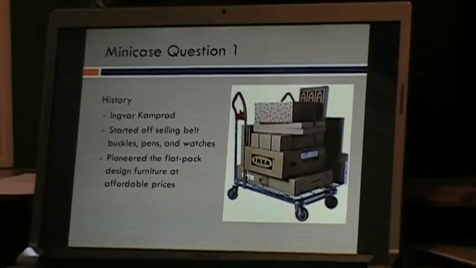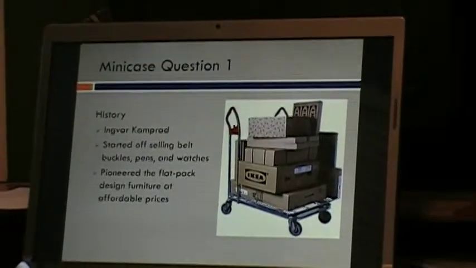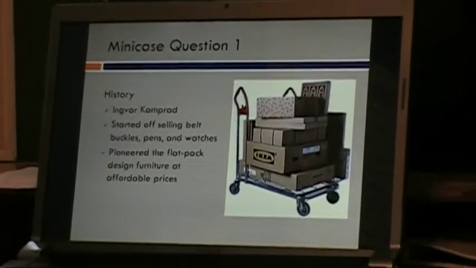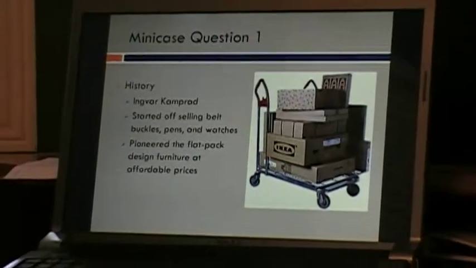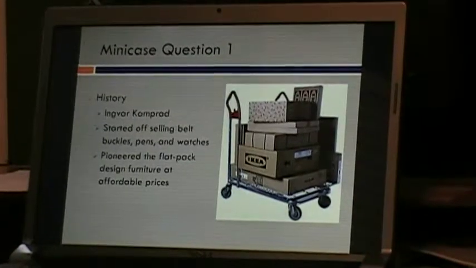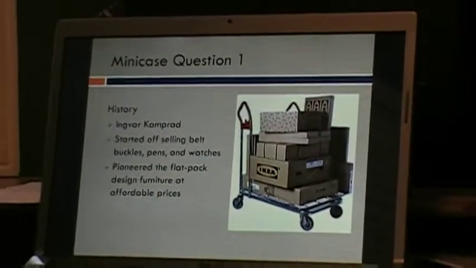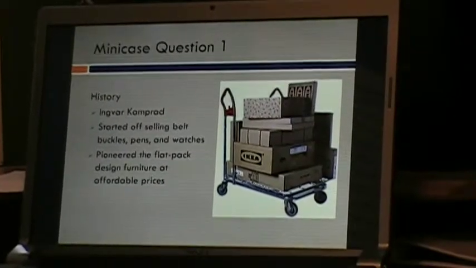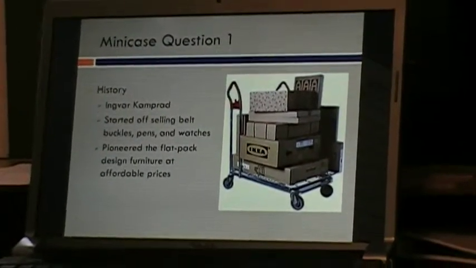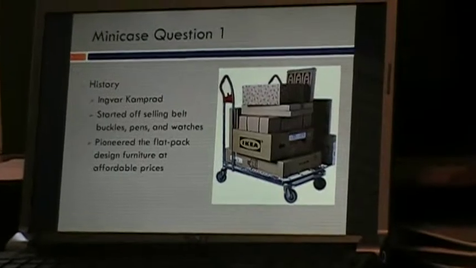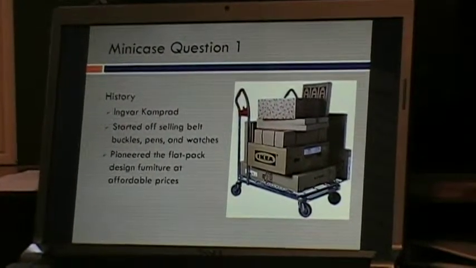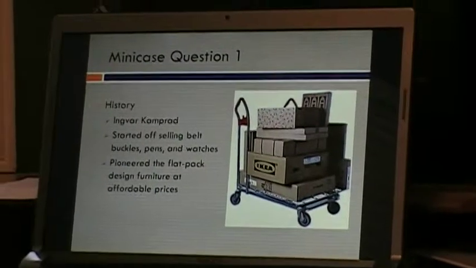The third component to the model is history. The patterns of past behavior, activity, and effectiveness of the organization that may have an effect on current organizational functioning. The history of IKEA is well documented. Founded by one man, Ingvar Kamprad, in a small Swedish village where he was born. Originally selling belt buckles, pens, and watches, Kamprad eventually moved on to selling furniture.